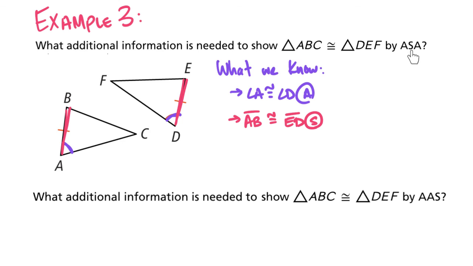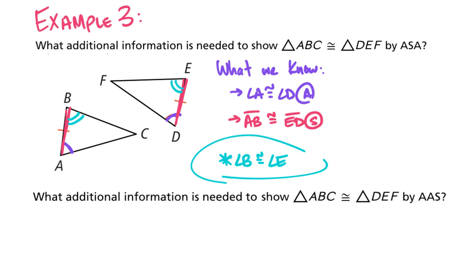And remember, ASA wants that side to be located right between the angles that we're using. So if I have this side and angle A and this side and angle D, then the last pair of angles that would need to be congruent for ASA would be the angles at the other end of the side that we're using. So that would end up being we need angle B congruent to angle E. That's what would give us ASA for this first question.